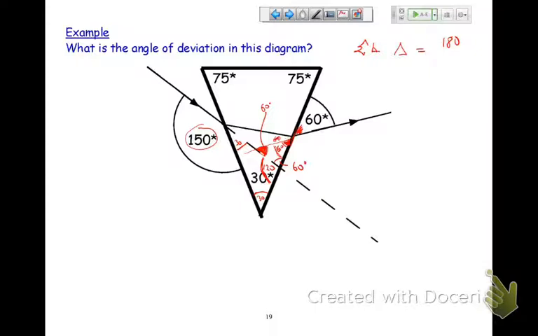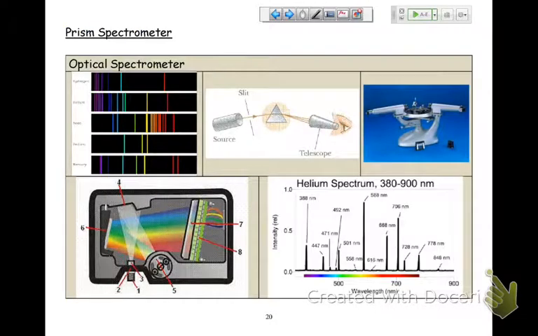Anyway, so there it is. Just a little bit of trig, just to remind us of it. So why was the prism more than a trinket?